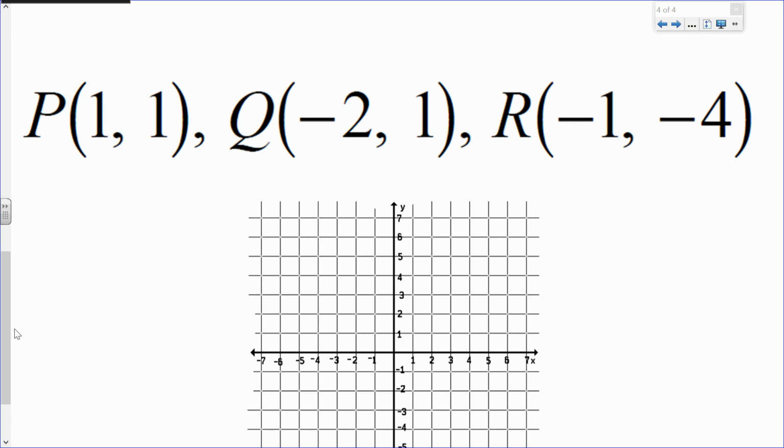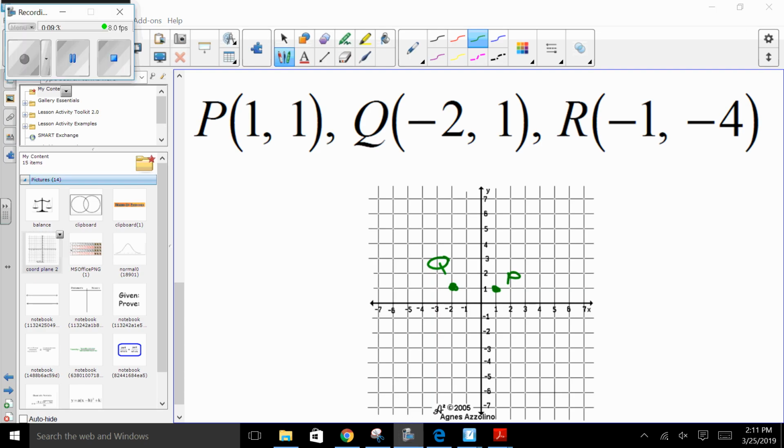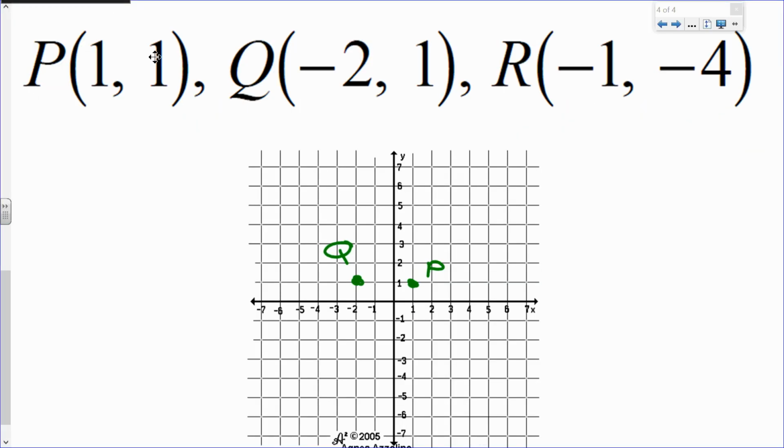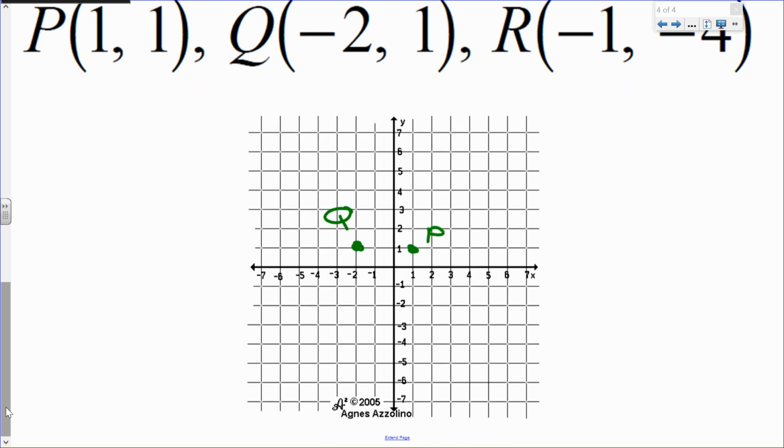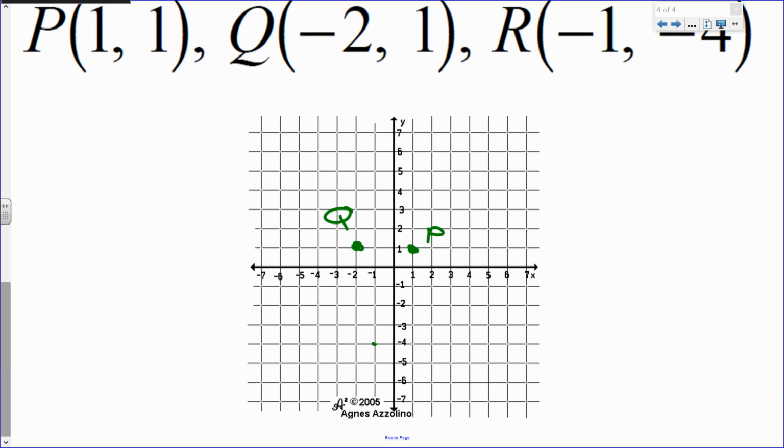Let's rock and roll. Point P, do it with me. 1, 1. Right for this one, I got you. Point Q, plot it with me. Let's go. -2, 1. Nice. That's Q. Make sure I'm recording here. All right, cool. And R. See, R is -1, -4. -1, -4 is right there. There's point R.